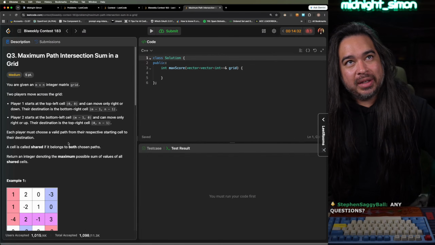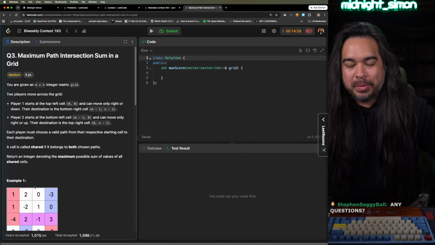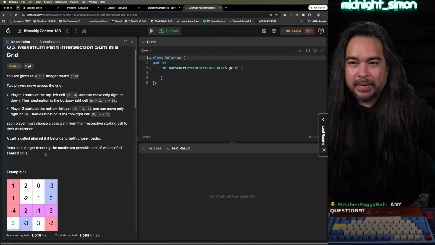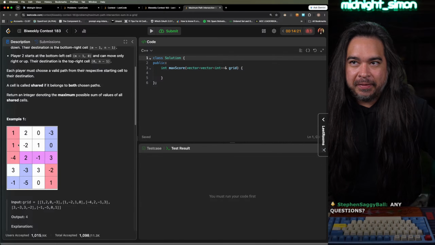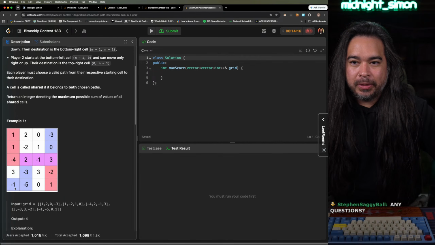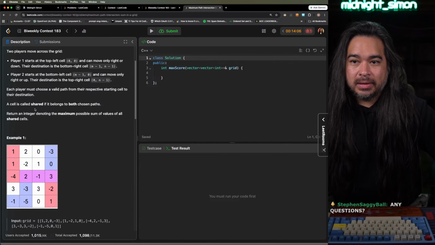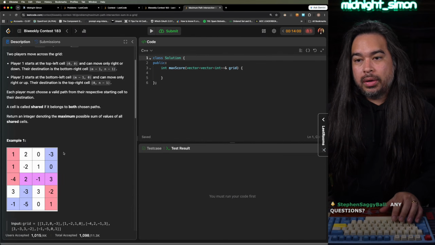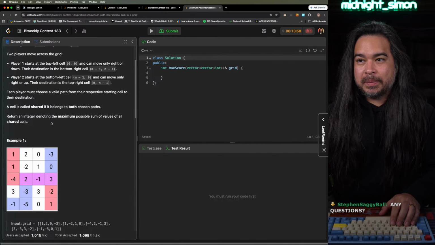Alright, this is kind of like that cherry pickup or 2 cherry pickups or whatever. But we start in the top left and bottom left cells. So this one can only move down and right. This one can move up and right. And need to figure out what is the maximum possible sum of values of all shared cells.